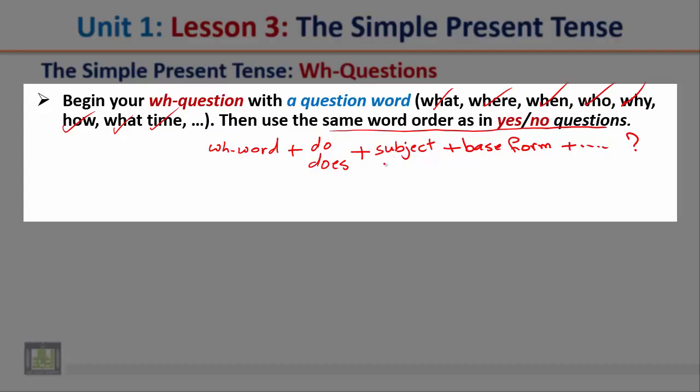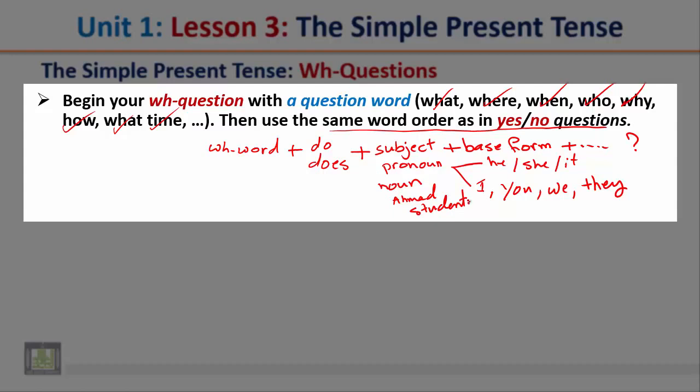Now remember, the subject could be a pronoun: he, she, or it, or it could be I, you, we, or they. Or it could be a noun. For example, Ahmad, students, etc. Examples.